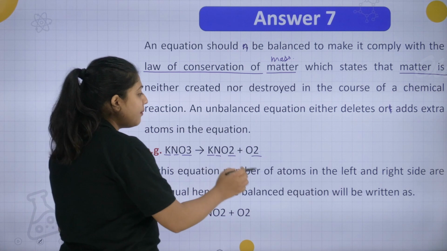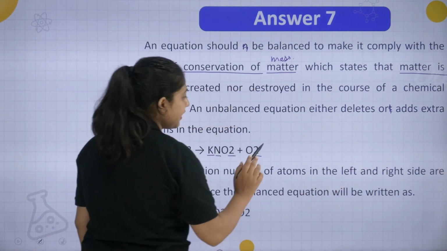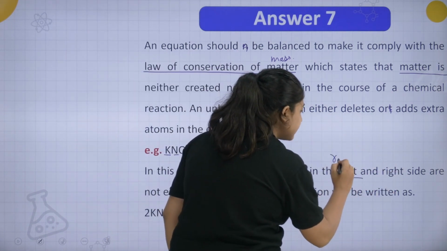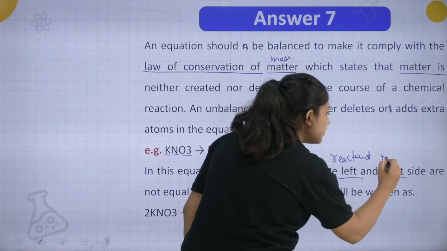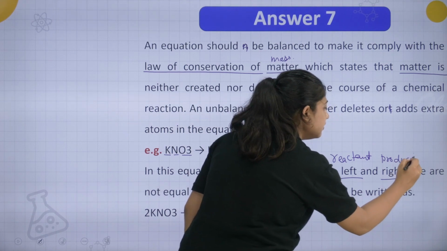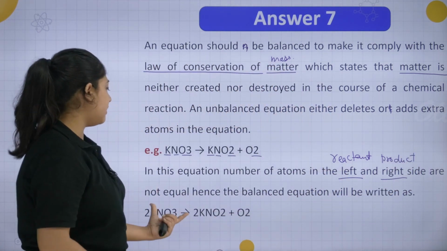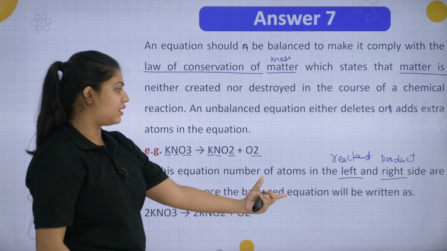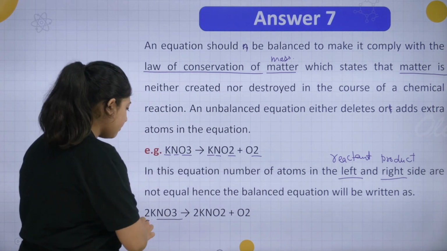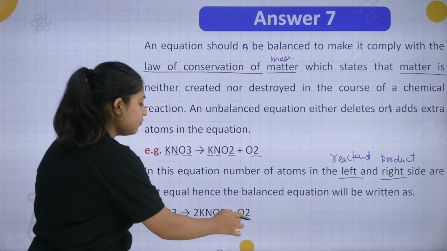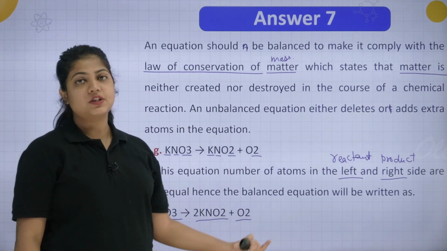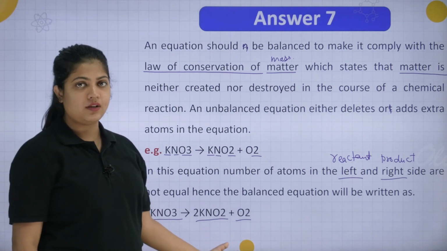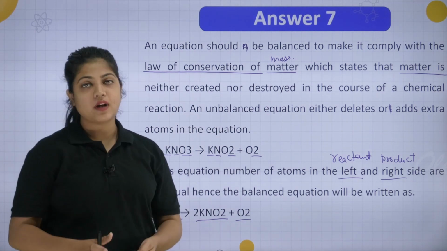In this equation, the number of atoms on the left and right side, left side meaning reactant side and right side meaning product side, are not equal. Hence the balanced equation will be written as 2KNO3 gives out 2KNO2 and O2. Now all the atoms of all the elements present in this equation are equal, okay. So I hope you have understood this answer as well.